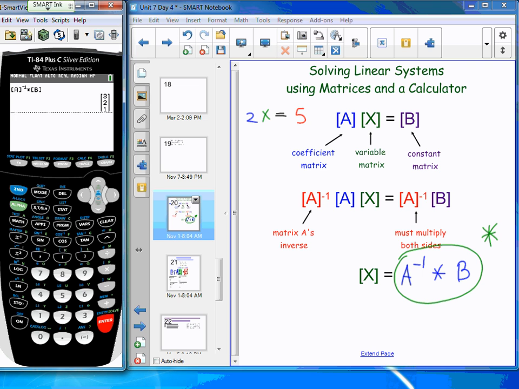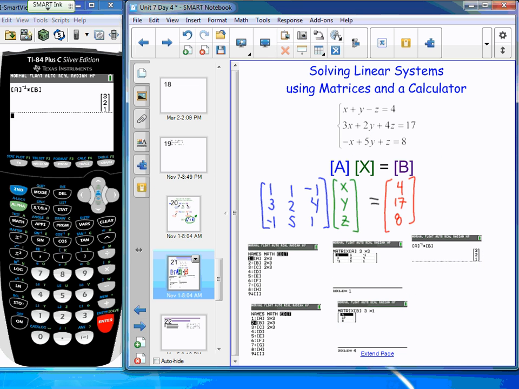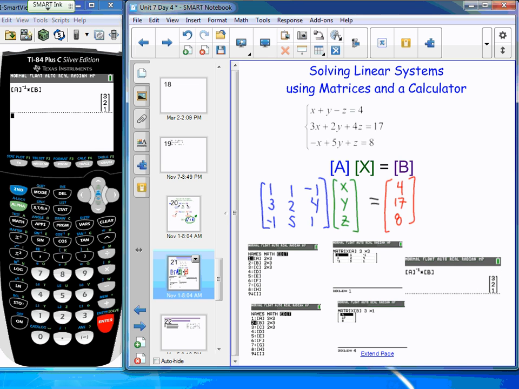Voila! The calculator spits out an ordered triple x, y, z that's equivalent to my variable matrix. So guys, it looks to me like A inverse times B is equivalent to 3, 2, 1, which means my ordered triple must be, you guessed it, 3, 2, 1.